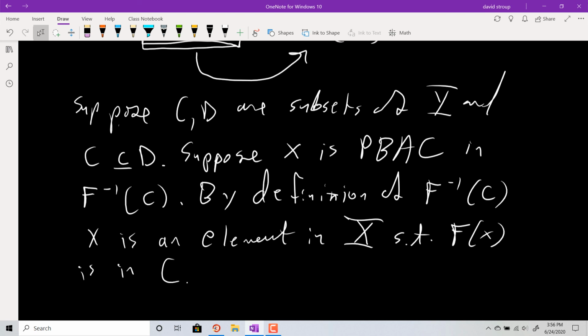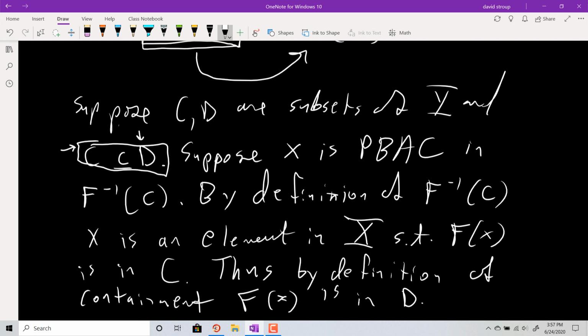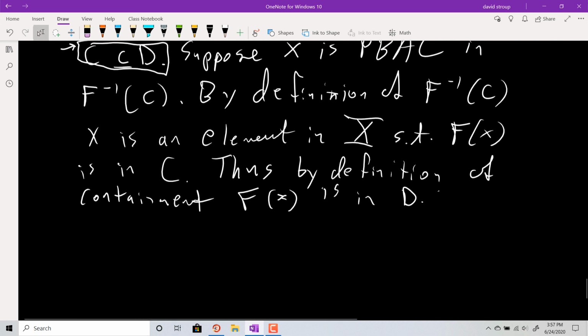Okay, then we could say, by the definition of containment, big F of x must also be in D, because we presumed back here to the left that C was contained in D, and here f of x is in C. So if f of x is in C, then f of x must also be in D by definition of containment. So f of x is in D.